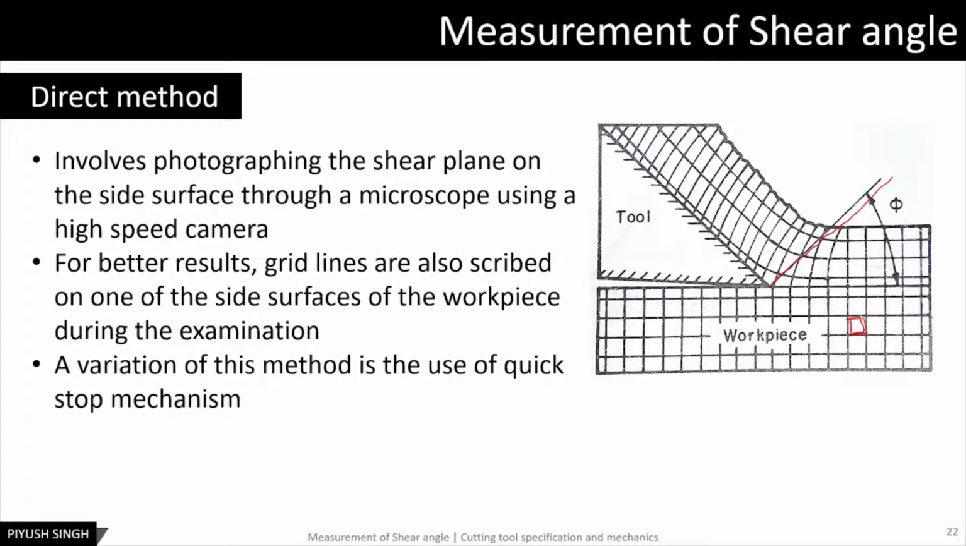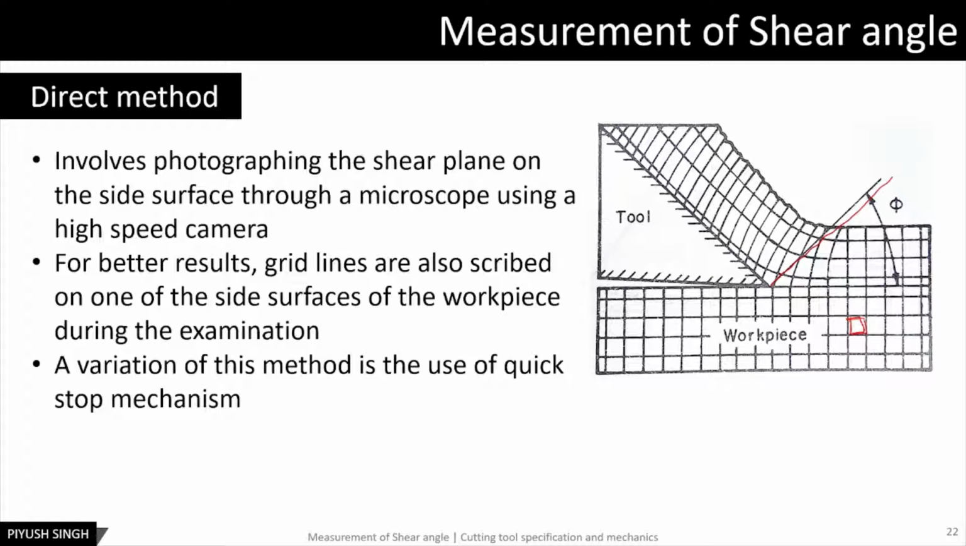Now a variation of this method is a quick stop mechanism. So how is it different? In this case, instead of using a high speed camera, which is usually very costly, the machining is stopped in situ. In situ means while the chip has started forming, the machine is suddenly stopped, and stopped very fast.